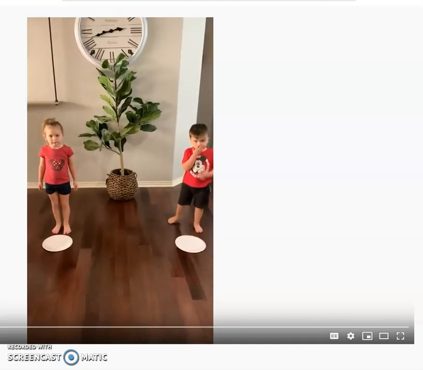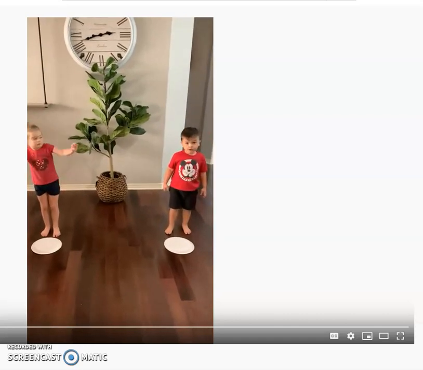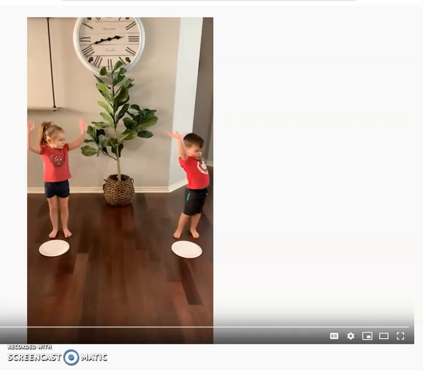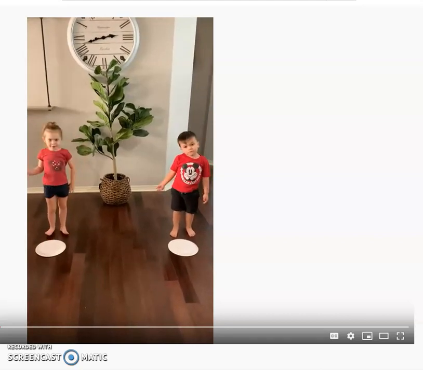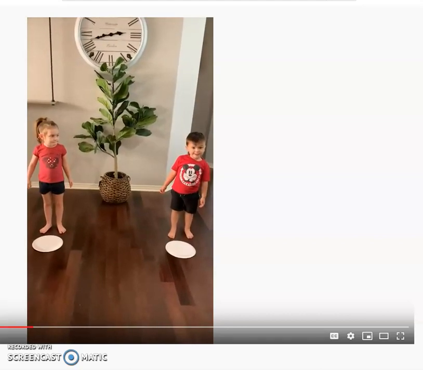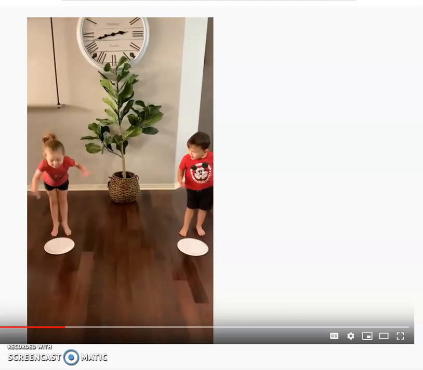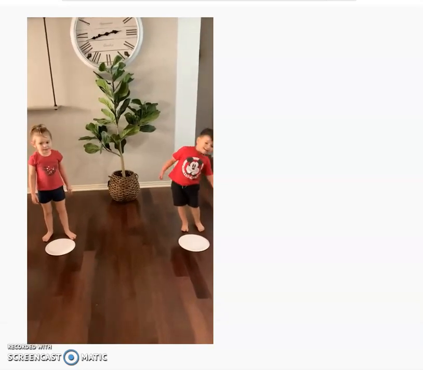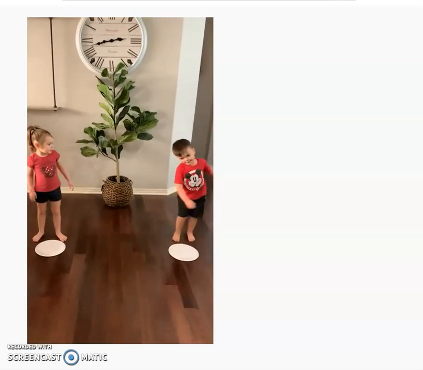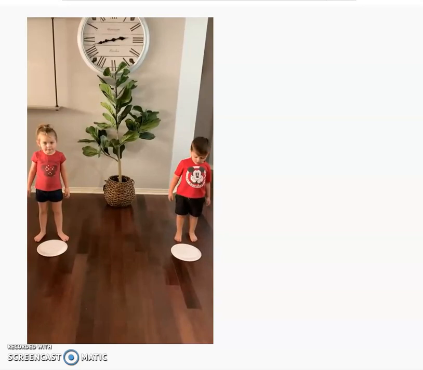All right, can you guys show me a tree blowing in the wind? Stay in your spot. All right, good job. How about, let's see, a snake. Let me see you do a snake. You gotta stay in one spot. Stay in one spot, we're doing axial movements. All right. Okay, staying in your spot.